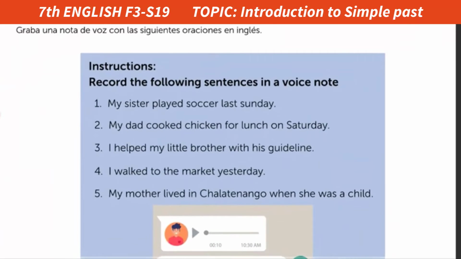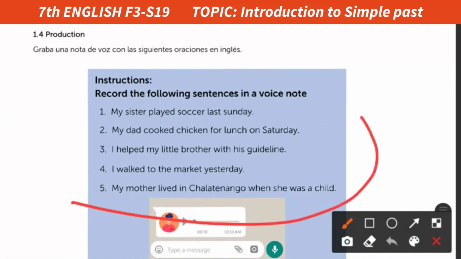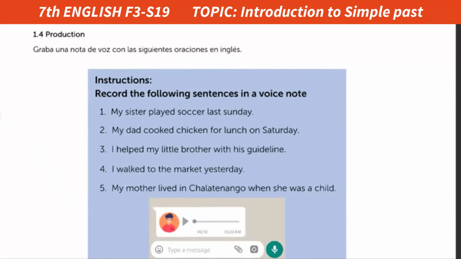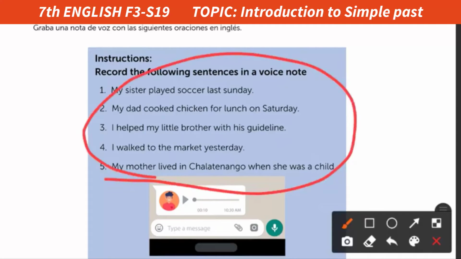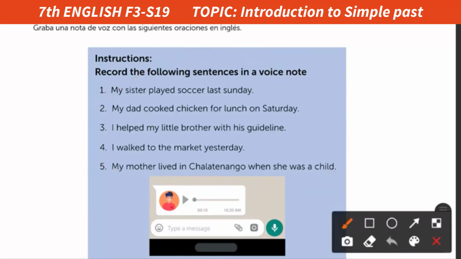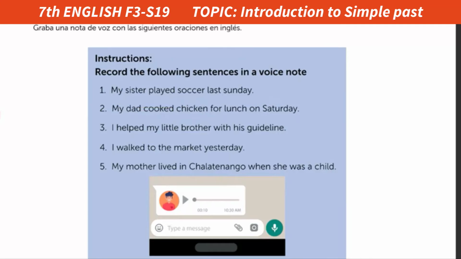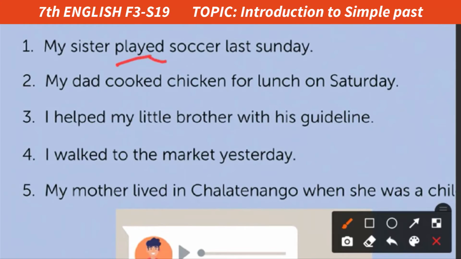After that part, I ask you to pronounce these phrases in English, record yourself and send it to my WhatsApp. Después de eso, les sugiero que se grabe diciendo estos phrases, and send it to my WhatsApp. Okay, so you will say, my sister played soccer last Sunday. My dad cooked chicken for lunch on Saturday. I helped my little brother with his guideline. I walked to the market yesterday. My mother lived in Chalatenango when she was a child.